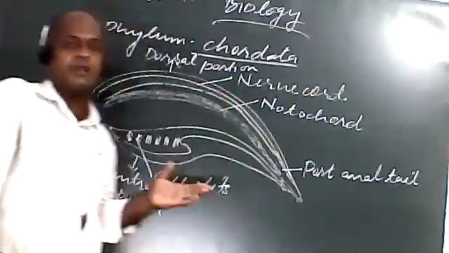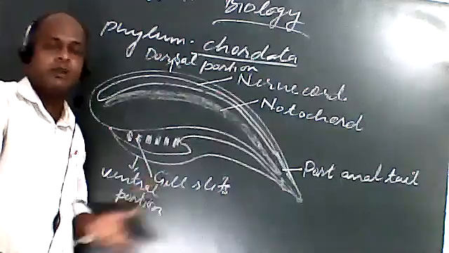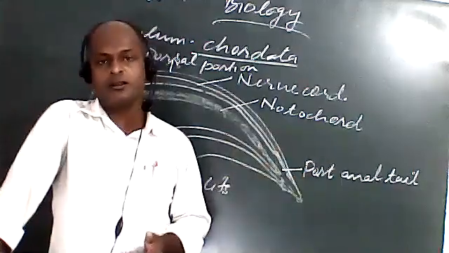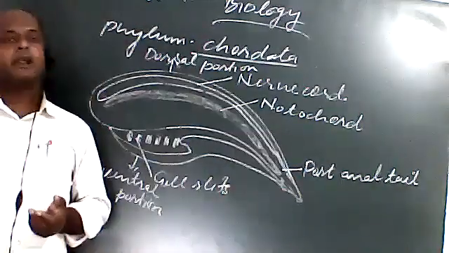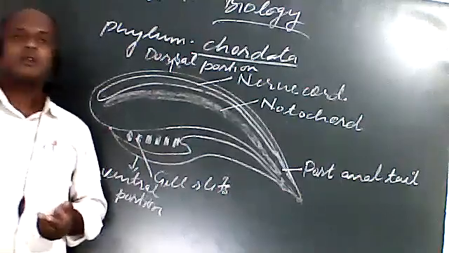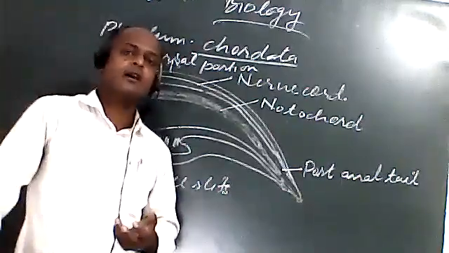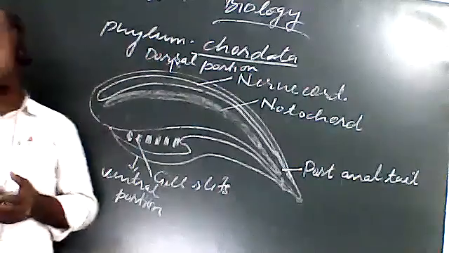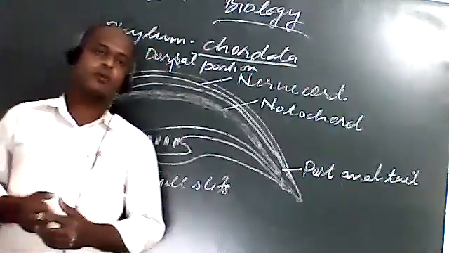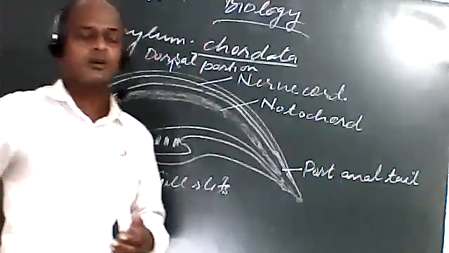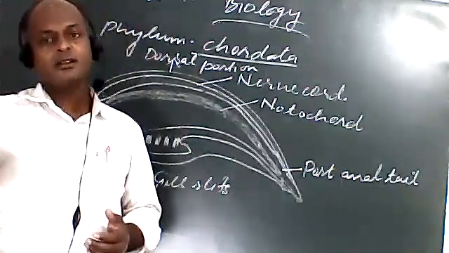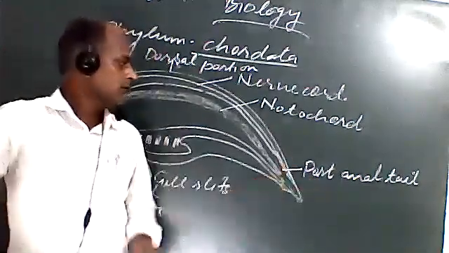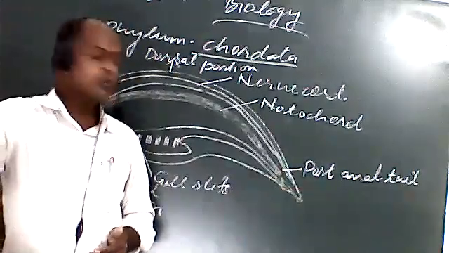After that, there is the presence of pharyngeal gill slits. There is complete development of gill slits and a post-anal tail is also present. In previous organisms, we have seen that tails are not present, because the anus is on the posterior portion of the body, due to which tails were absent. But in chordates, there is a tail present beyond the anal portion, which is called the post-anal tail.